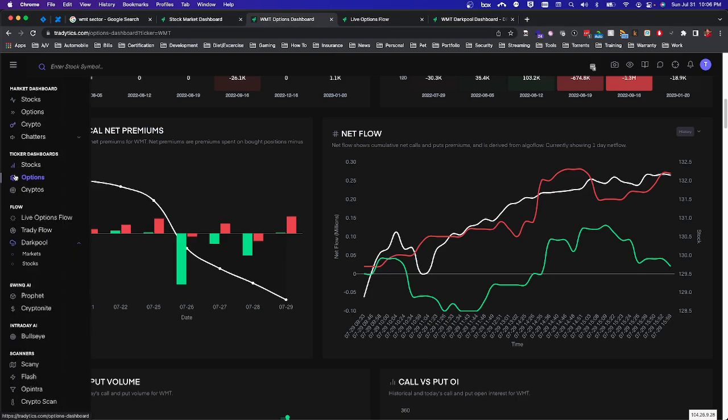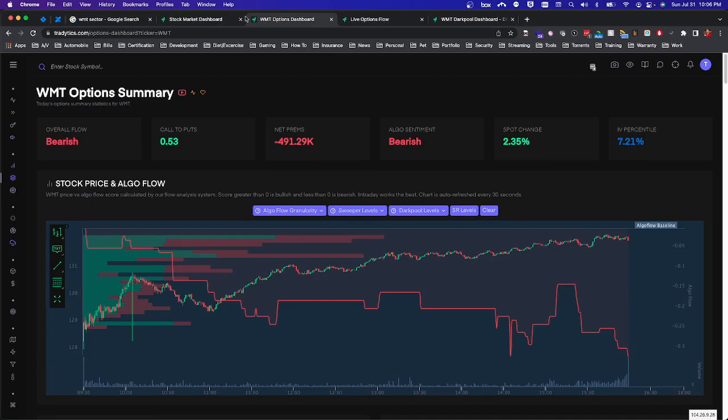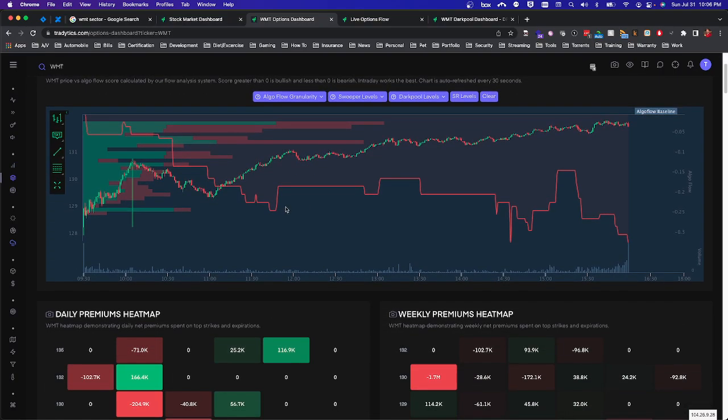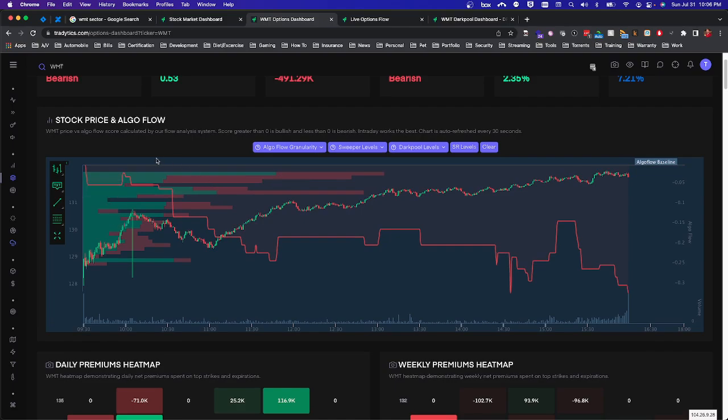So over here, if we go to the options dashboard and we search Walmart up top, it will pull up Walmart. The first thing we see is algo flow, and algo flow essentially combines net flow for us. Now, I did a whole ultimate guide video on market net flow, and all about what the red lines and the green lines mean, and algo flow. All of that in that video applies to regular net flow when we're assessing an individual ticker. So if you don't know what I'm talking about here, please go and review that video, and then all of this will make sense. So algo flow is a combination of net calls and net puts.